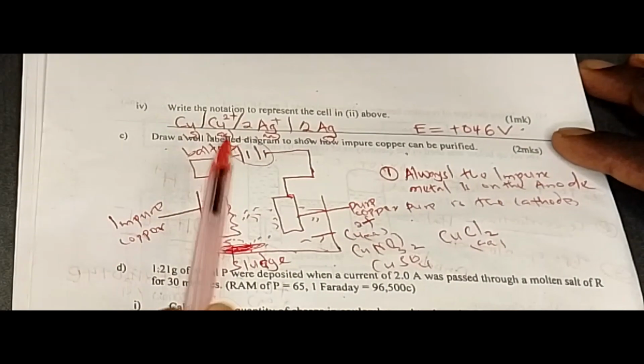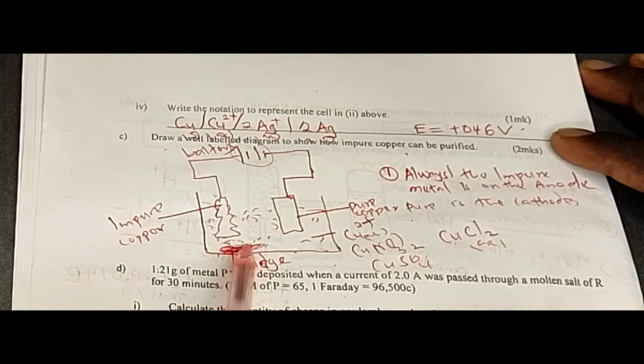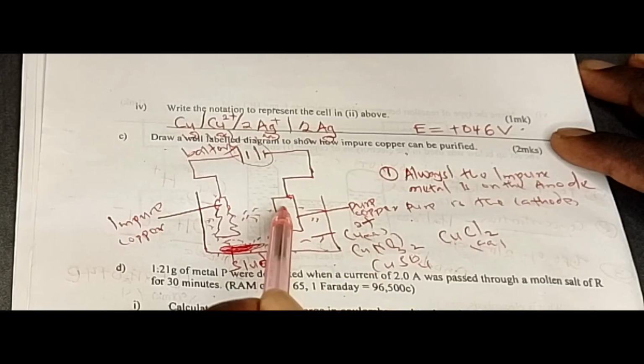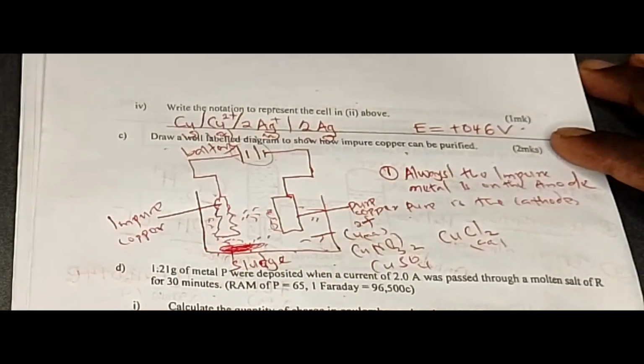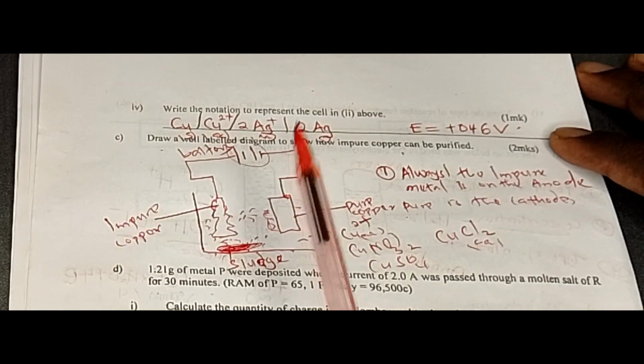So what it means here is that this impure copper will dissolve into solution, shedding those impurities, which will settle at the bottom as sludge. And at the cathode, more of the copper 2 ions will be reduced to form pure copper. Another thing learners need to know from this setup is electroplating.